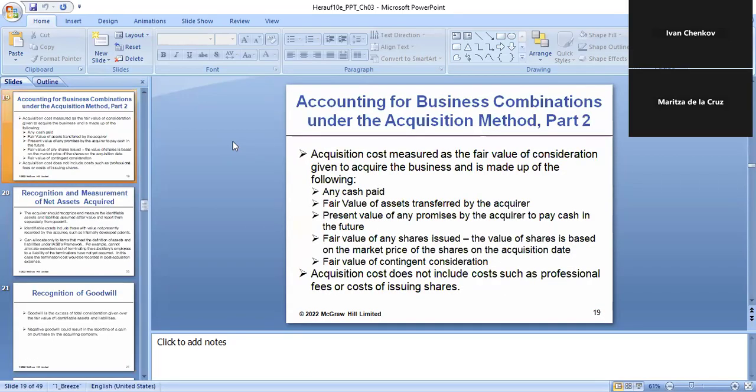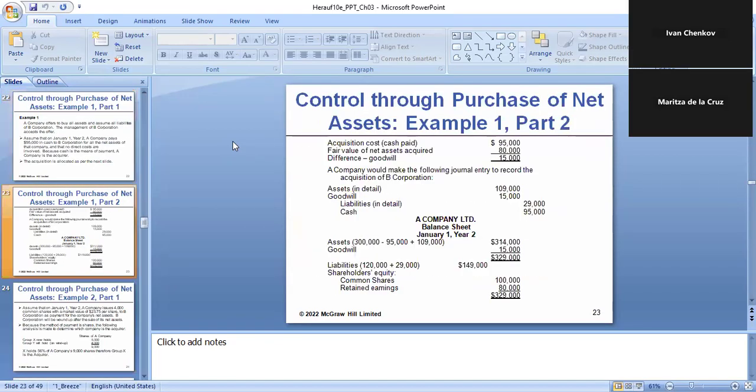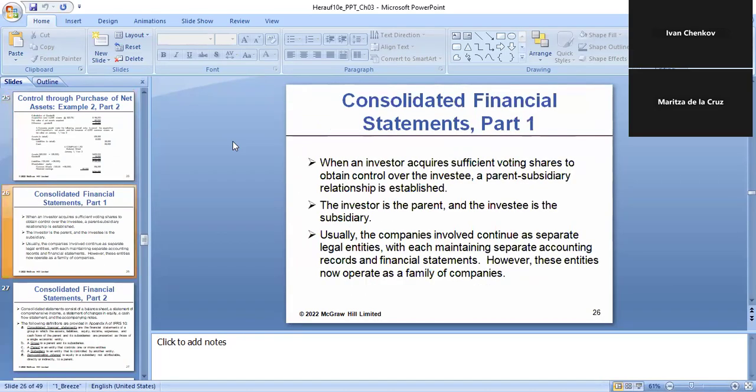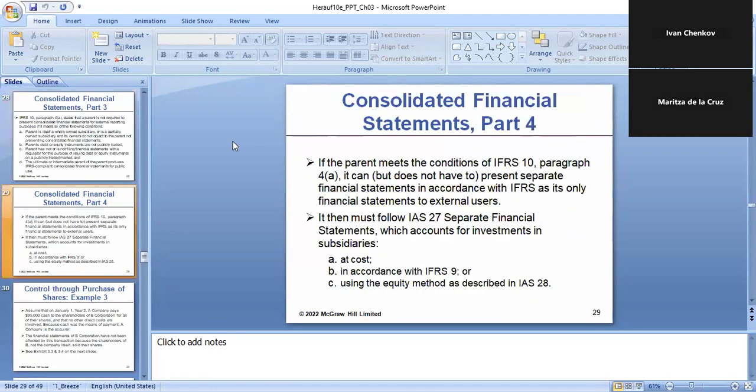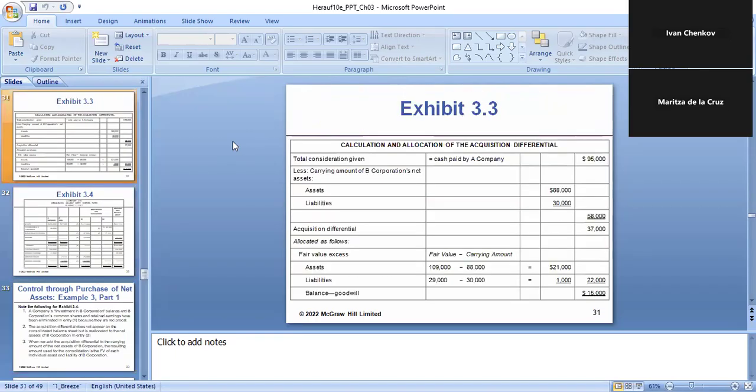Now, how exactly are we going to do this? We're going to do this through a calculation. First, we're going to calculate the acquisition differential. Acquisition differential simply represents the consideration that we paid for the book value of the assets and liabilities of the other company.